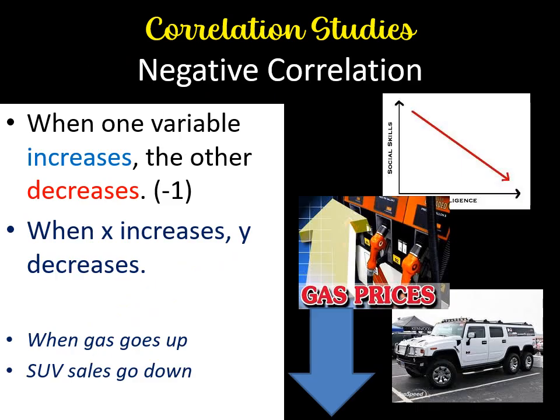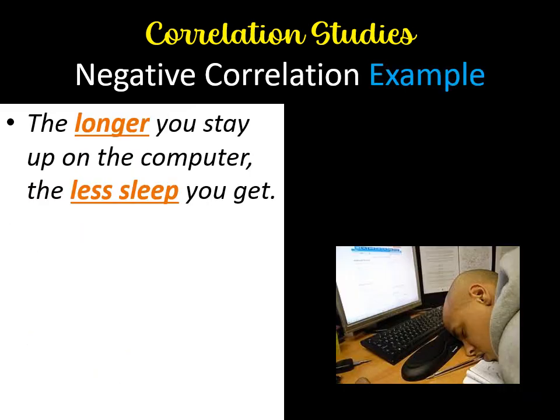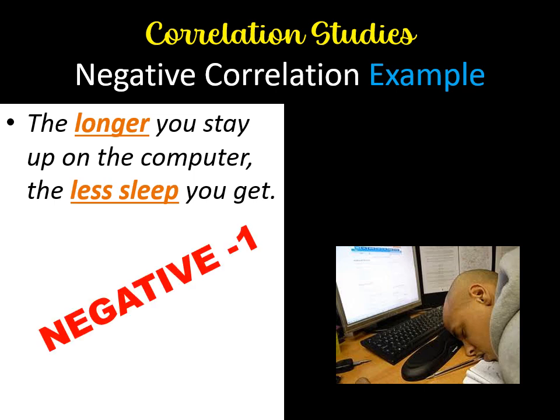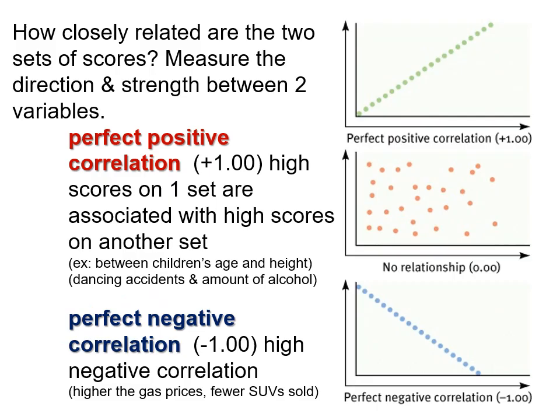Now, a negative correlation, it doesn't mean that the thing is negative. It just means that the arrow goes down. There are some negative correlations that are actually about some pretty cool positive things. But this just means that they're going in two different directions. So when one variable increases, the other variable decreases. So when X increases, Y decreases, or the opposite. So for instance, when gas goes up, the sale of SUVs and Hummers goes down. The longer that you stay up on the computer at night, the less sleep you get. So that's a negative.